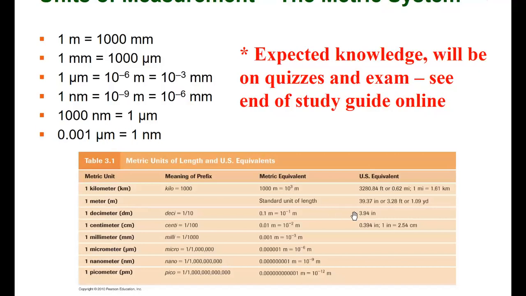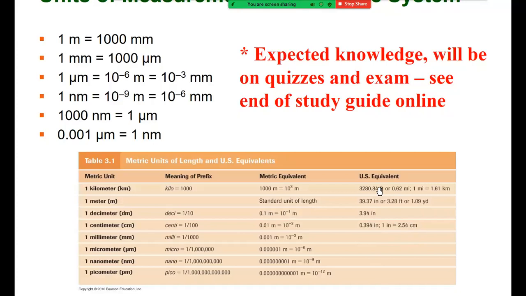You do not need to know the equivalent of metric to English, like 0.394 inches equals 1 decimeter, which most people don't know. What's the one I used to know? Oh, here it is: 1 inch equals 2.54 centimeters. You don't need to know that.